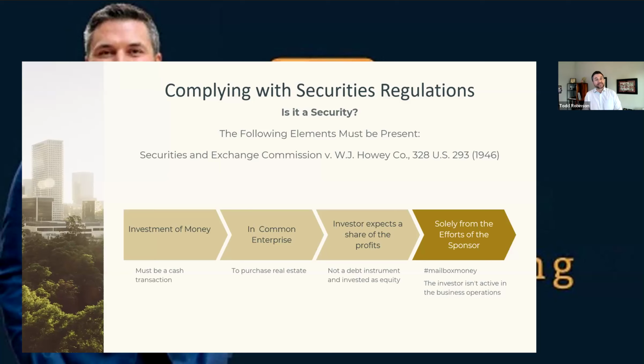So there was one particular case, the Howey case from 1946, that came up with the elements of what a security is. So you have to have an investment of money in a common enterprise. That's the symbiotic relationship between the investors and the sponsor, which is to purchase real estate. The investor expects a share of the profits. That's huge. This isn't a debt instrument. This isn't a loan where the investors are loaning money to the sponsor and they're just going to get their money back plus their interest rate and that's it. No, the investors are getting a share of the profits when there's a capital event.